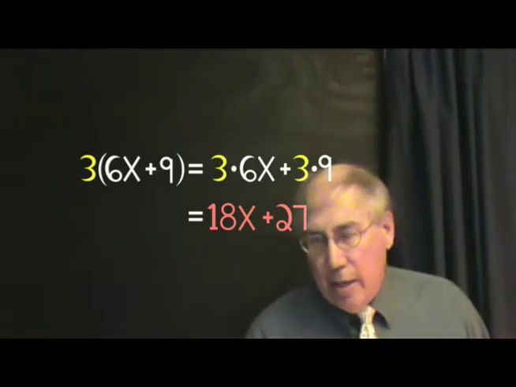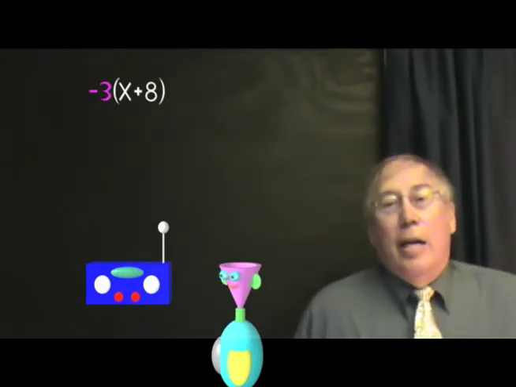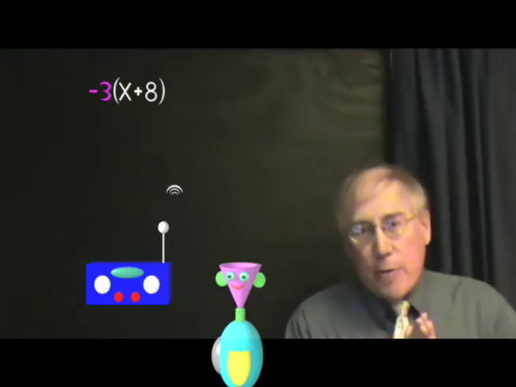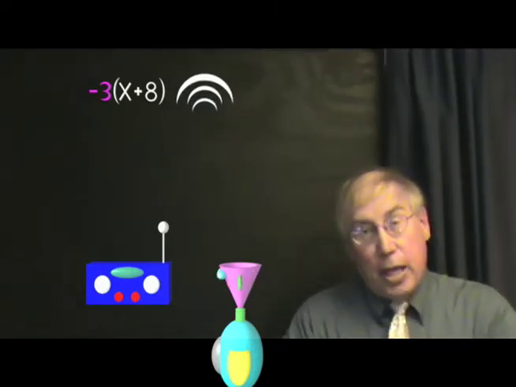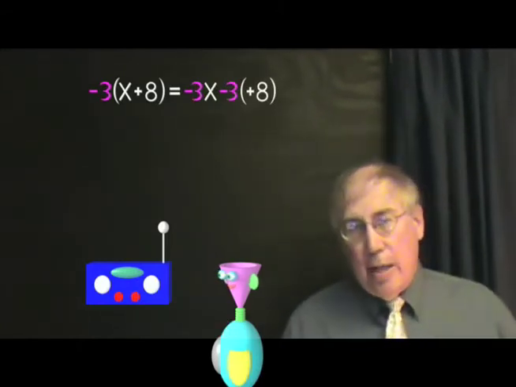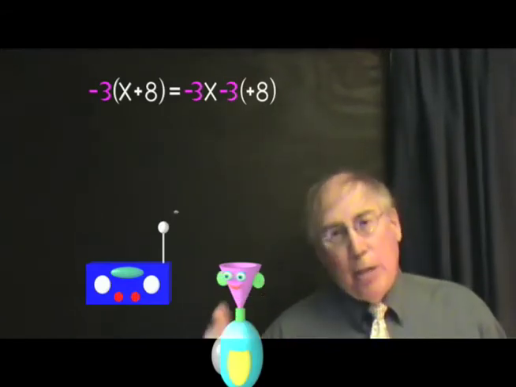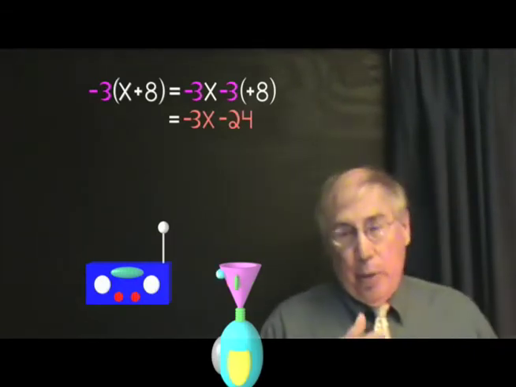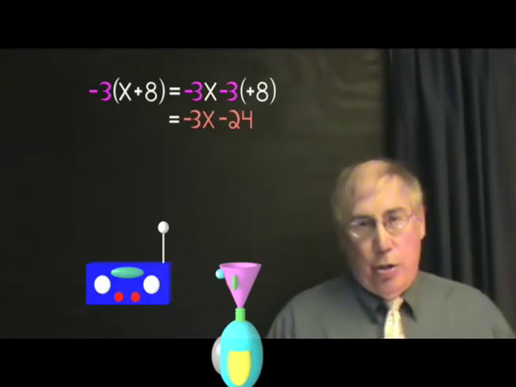Okay, so let's take another look at another example like this. Oh, there's Hilbert listening to a radio, and it's putting out some waves, and I bet you we're going to get another expression here. Negative 3 times x plus 8. The distributive property says we can take that negative 3 and multiply it times the x and the 8. And so we're going to get a negative 3x, and then a negative 3 times a positive 8 gives you a negative 24. So we get negative 3x minus 24.